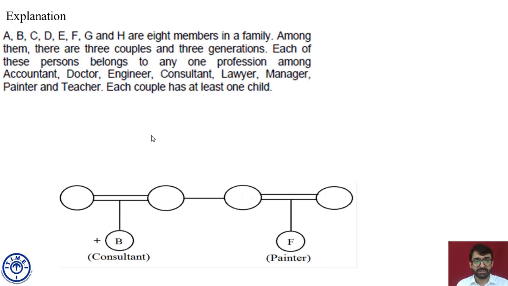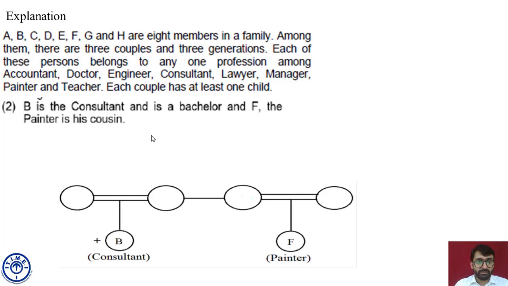It is mentioned in the question. B is the consultant and he's a bachelor. That means B is a male. And F, the painter, is his cousin. That means B and F's parents are siblings, that we have already discussed. Fine. So there is the situation like this.